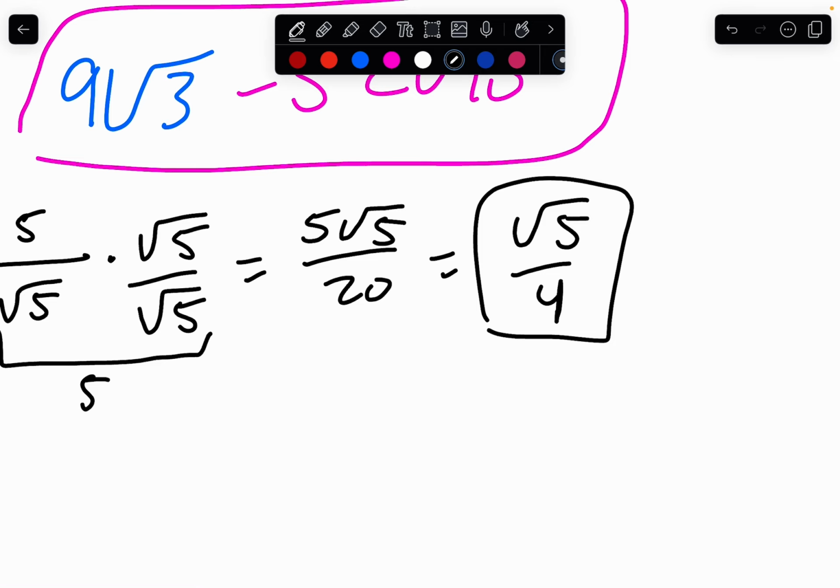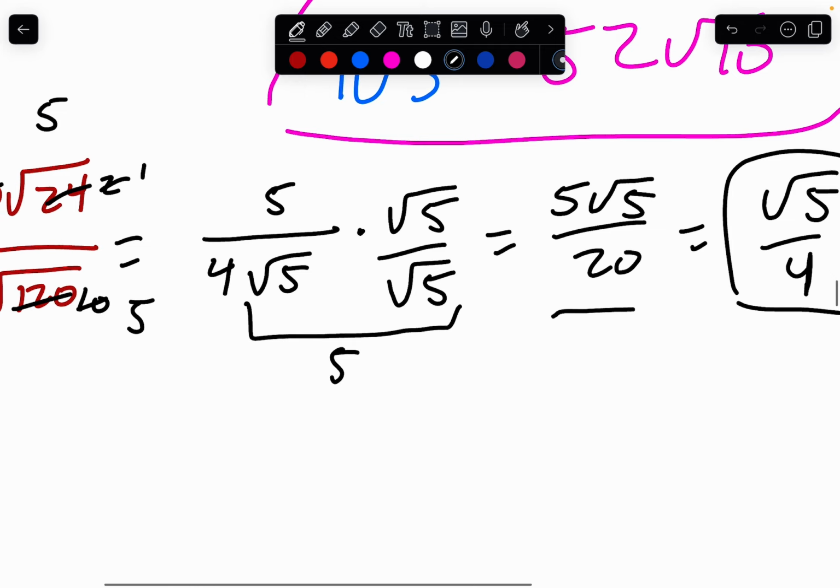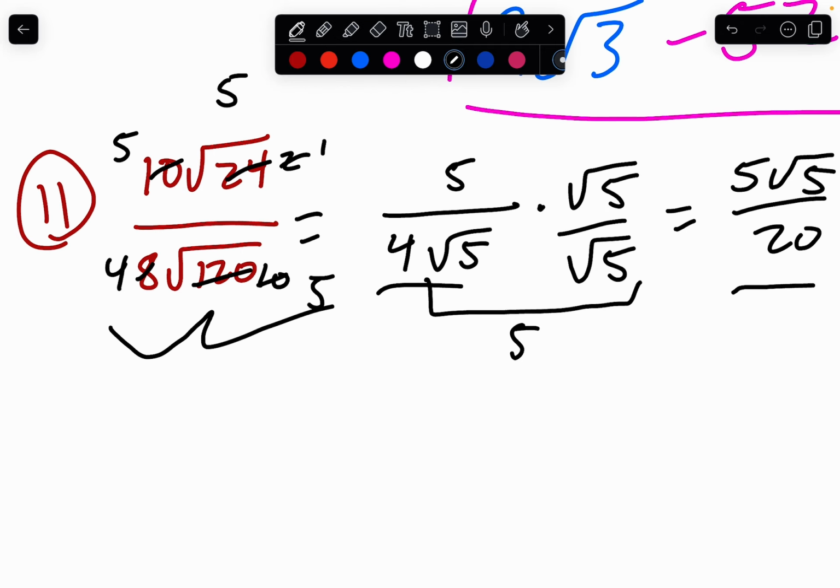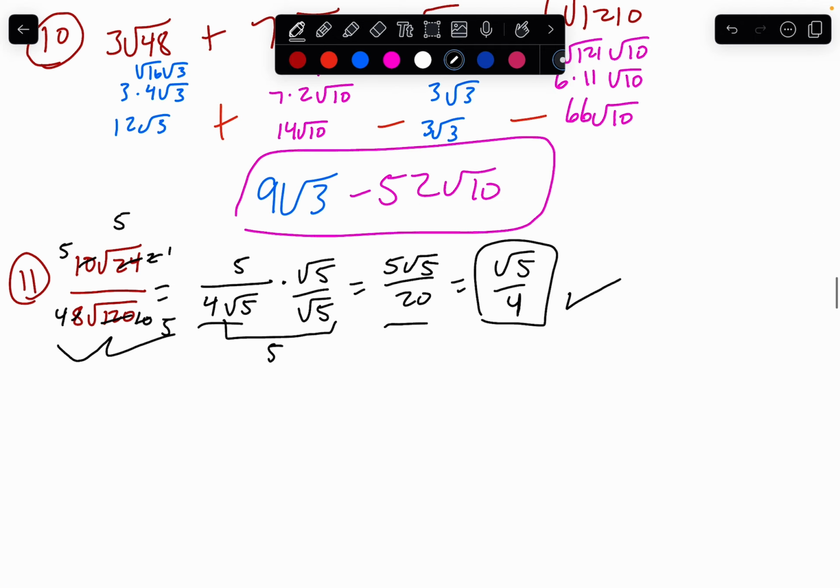So you are not done until you make it all the way to that. If you stop here, points off. You stop here, points off. And if you, oh gosh, you just missed the whole thing. To get full credit, you're making it all the way to root 5 over 4. Isn't that a much better looking number than the original? We want clean and simple as possible.